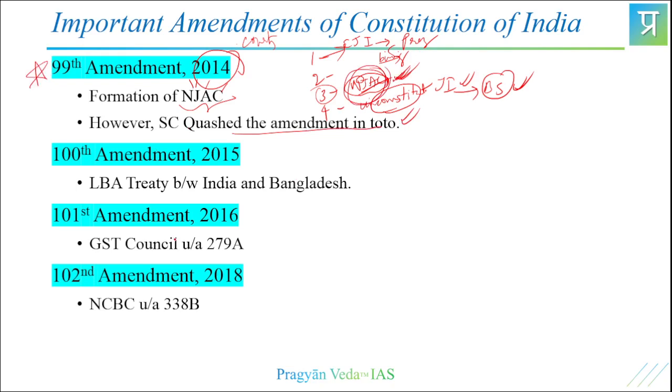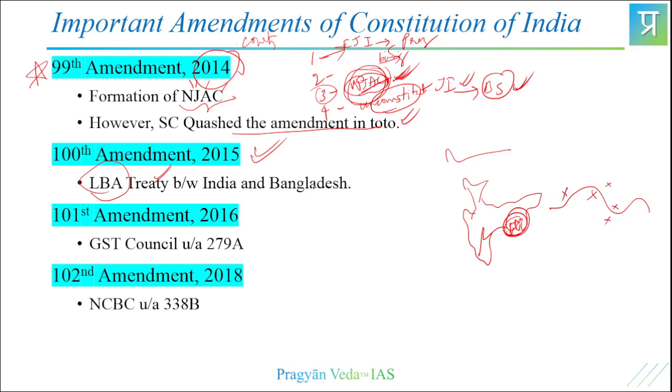Very important: the 99th amendment happened in 2014, and the 100th amendment in 2015. We have the land boundary agreement between India and Bangladesh, right? There were various places which did not have a clear land boundary between Bangladesh and India, and there were a lot of tussles between the two nations. Therefore a treaty was brought in, and various areas were given to Bangladesh and India. That happened in the 100th amendment, right?